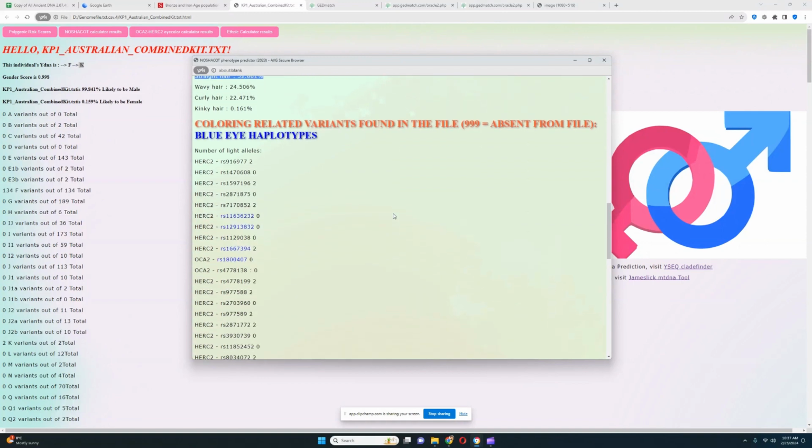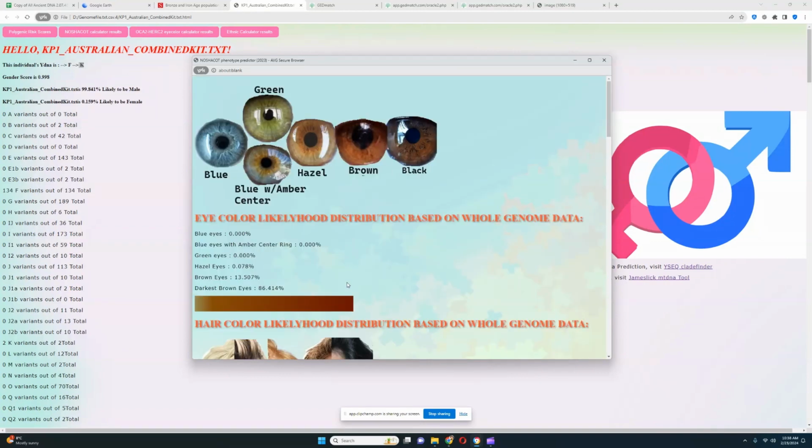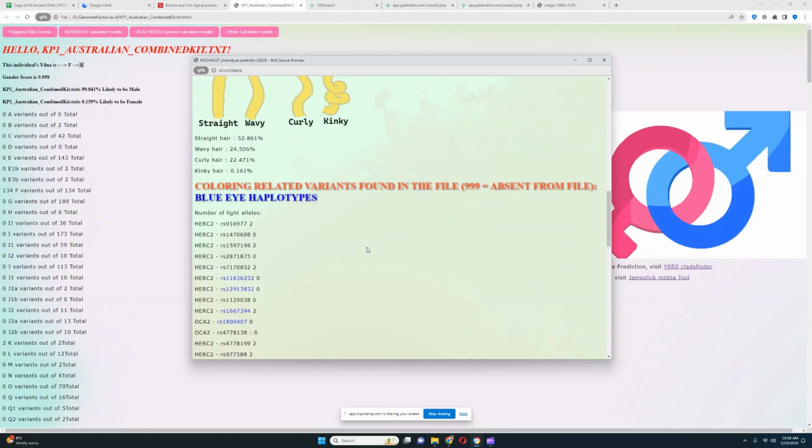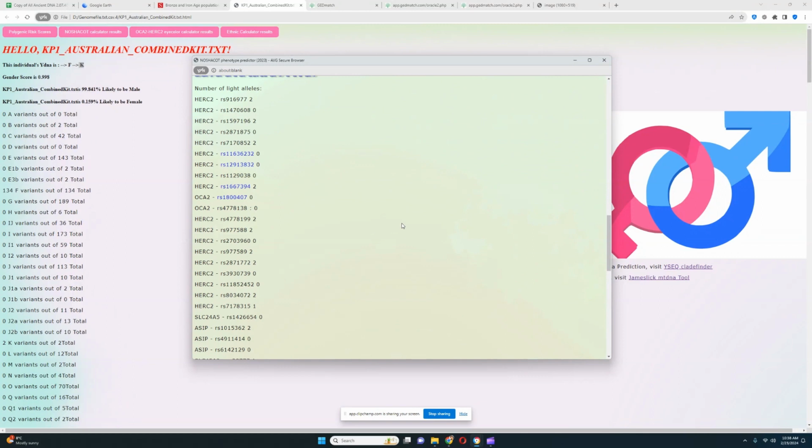For blue eye haplotypes, it looks like this individual has blue eye haplotype 1. Very good to see. No BEH2, no BEH3, but he does have blue eye haplotype 1. So there is some variation here, and he does have variants that contribute to light pigmentation of eyes and hair. Despite having BEH1, he still scores mostly darkest brown eyes, 86% for that. Keep that in mind.